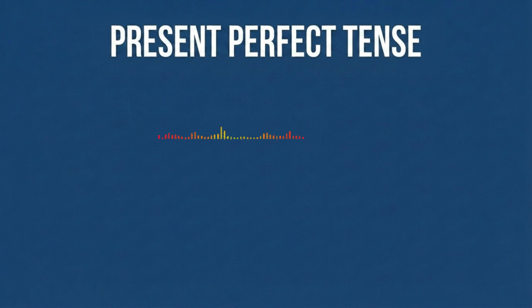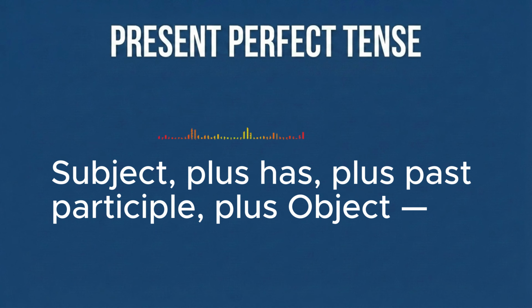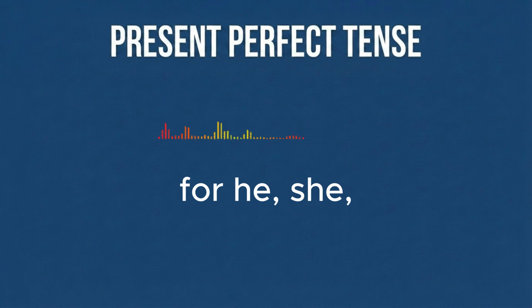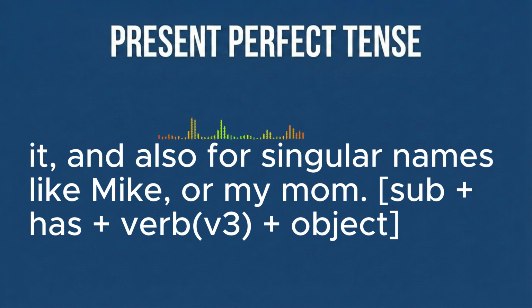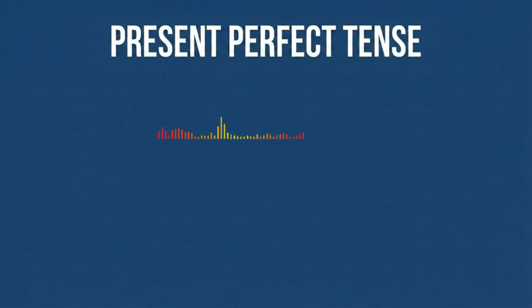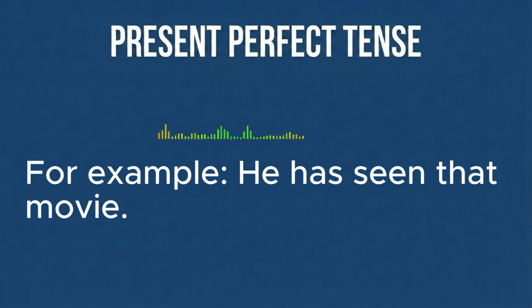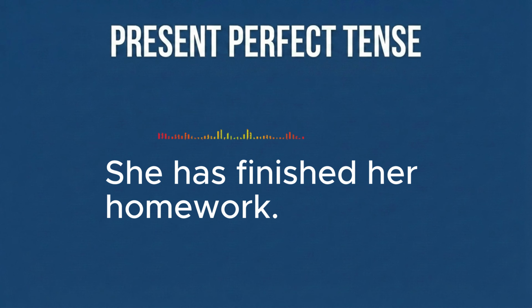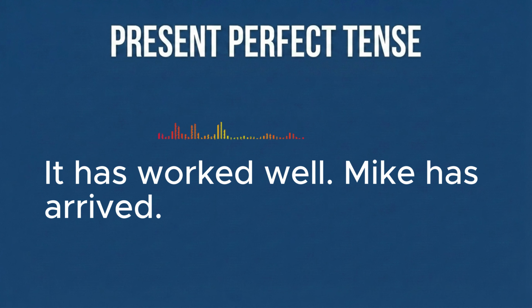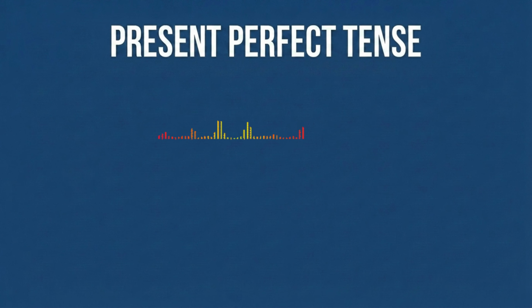Rule 2, subject plus has plus past participle plus object for he, she, it, and also for singular names like Mike or my mom. For example, he has seen that movie. She has finished her homework. It has worked well. Mike has arrived. My mom has cooked dinner.